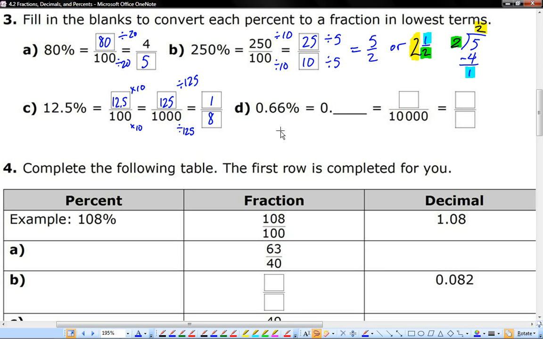Okay, moving on to part D here, we've got 0.66%, which as a decimal is going to be 0.0066. Move the decimal 2 spots to the left, which means it is 66 out of 10,000. Okay, so we've got the 10th, 100th, 1000th, and 10,000th place value. From here we can divide the top and the bottom by 2, and that will reduce the fraction down to lowest terms, which is 33 over 5,000.